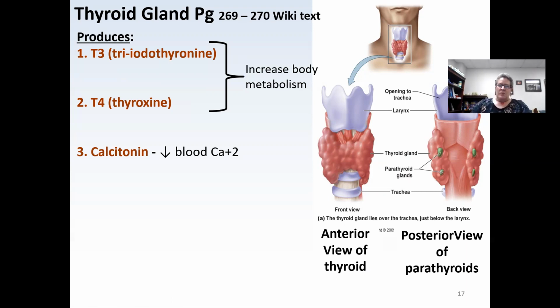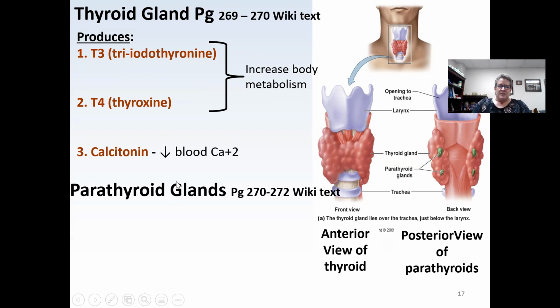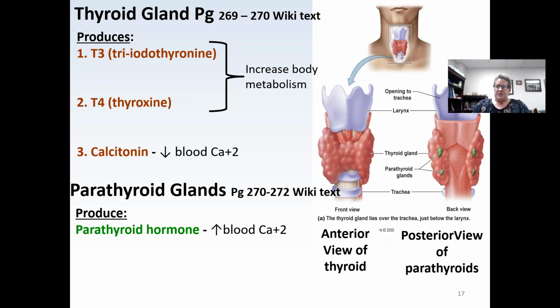Now, what your thyroid hormones do is they regulate your body's metabolism. So, if you have a lot of thyroid hormones circulating, your metabolism is going to be high. If you have low thyroid hormones circulating, your metabolism is going to be low. The thyroid gland also produces calcitonin, which will drop your blood calcium levels. So, the parathyroid glands, located on the opposite side of the trachea, kind of do the opposite of what calcitonin does. It produces parathyroid hormone that increases your blood calcium.